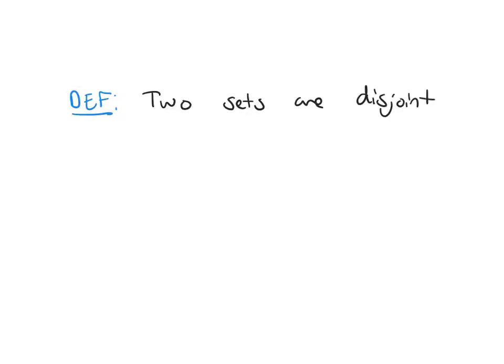Let's start with a definition. We're going to define what it means for two sets to be disjoint. Two sets are disjoint if and only if they have no elements in common.